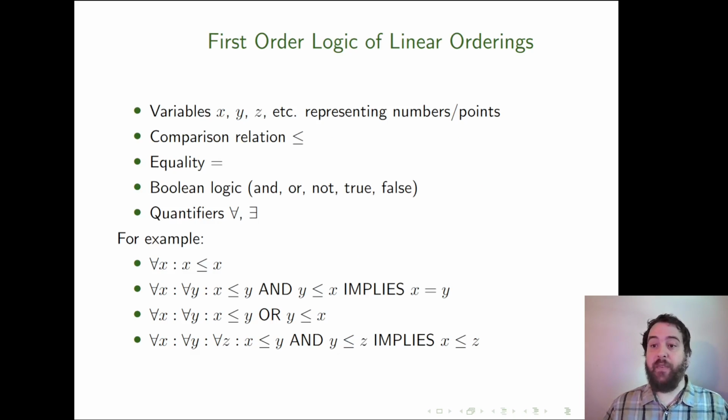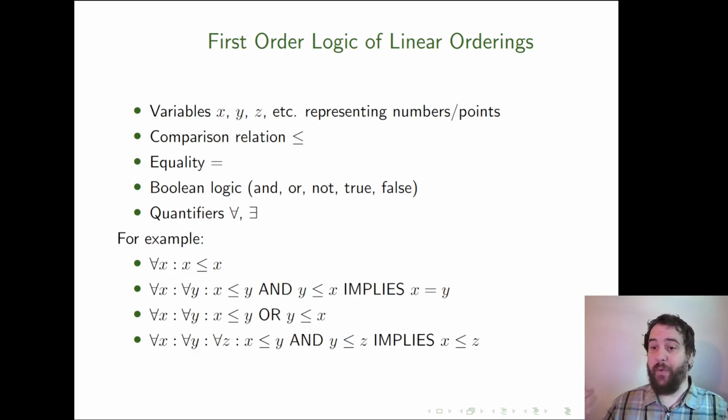In this talk, I'm going to be focusing specifically on the first-order logic of linear orderings. So let's be really precise about what this language is. Specifically, we're allowed variables, and those variables are going to represent elements of our linear ordering, so numbers or points or whatever sorts of things we're putting together in our structure. We're allowed a comparison relation, less than or equal to, which we can then use to build less than, greater than, and greater than or equal to. We have equality. We can talk about two variables representing the same element of the linear ordering. We have Boolean logic, so and, or, not, true, false, implies, things like that.